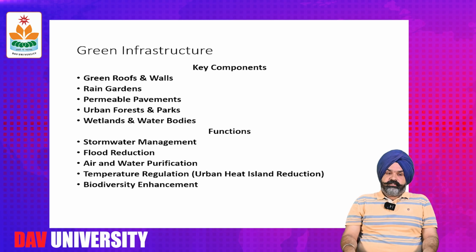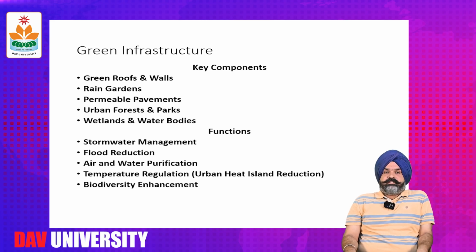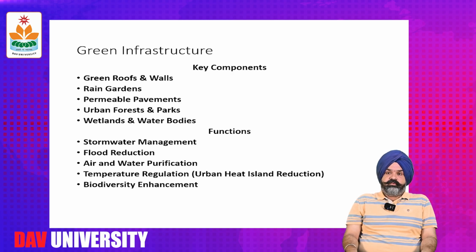The main functions of green infrastructure are stormwater management, flood reduction, air and water purification, and temperature regulation. This is the most important. Temperature regulation is the most important, along with biodiversity enhancement.